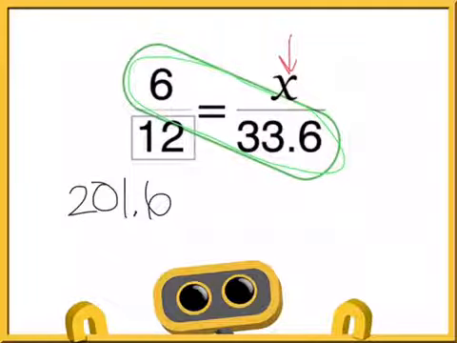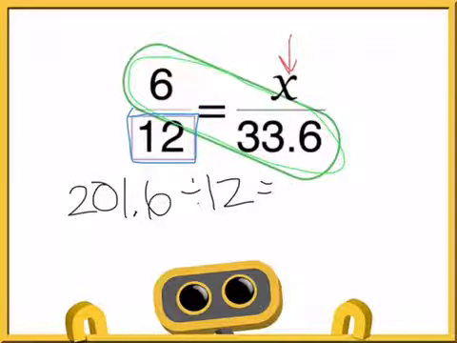Now, in order to solve for that variable, I'm going to take this other known value. My other known value means what other number do I know? So I know my 12. That's another part of the proportion or equivalent ratio that I know. I'm going to take what I got when I cross multiplied. I'm going to divide it by that last number. And when I do 201 6/10 and divide it by 12, I get 16 8/10.